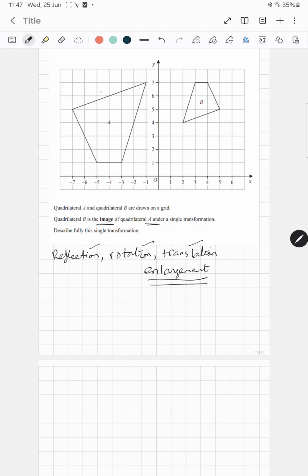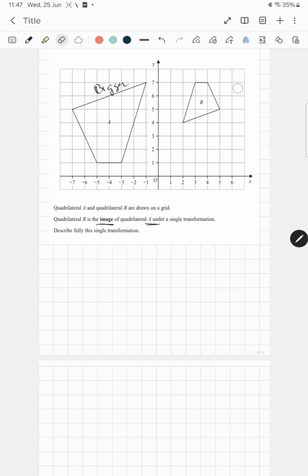So look here, A is basically the bigger one, and this is the smaller one. So think about it. Of course there is a change in size. So we will say that this is an enlargement. And this is how you're gonna get 1 mark. This is the first part of this fully described single transformation question.